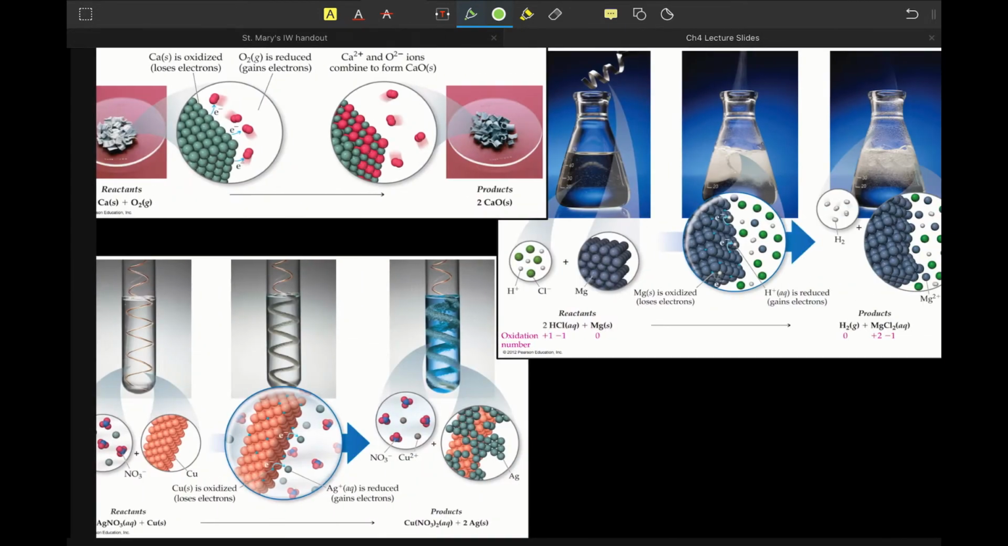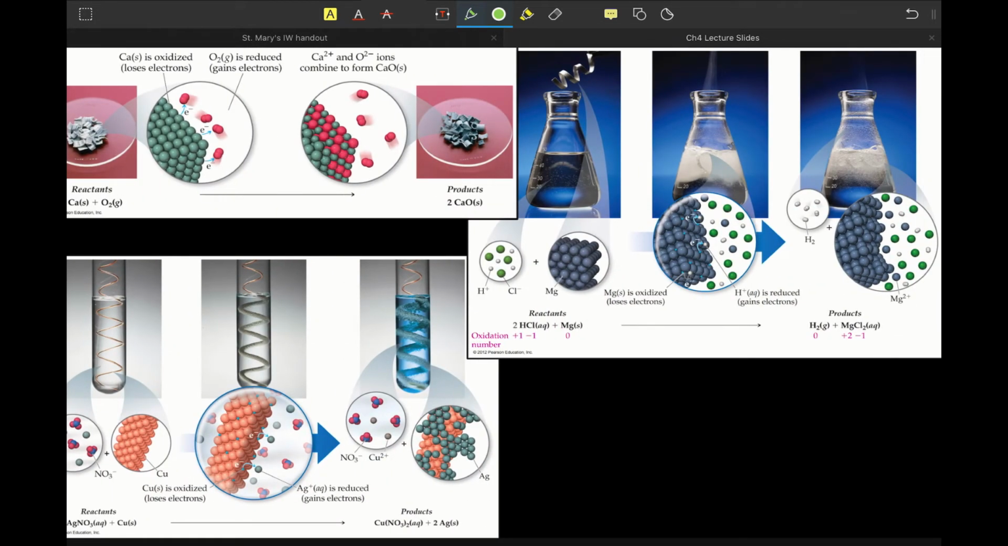All right. Moving along. Here we have a whole bunch of the examples from your book, where calcium is allowed to react with some oxygen gas, magnesium metal reacts with some HCl, and copper metal reacts with silver nitrate. In every single one of these, at least one of the reactants is a pure element. Pretty much that's always going to be one of your giveaways.